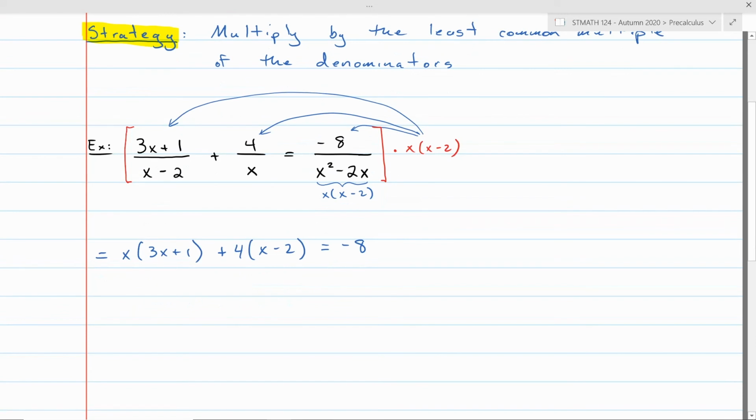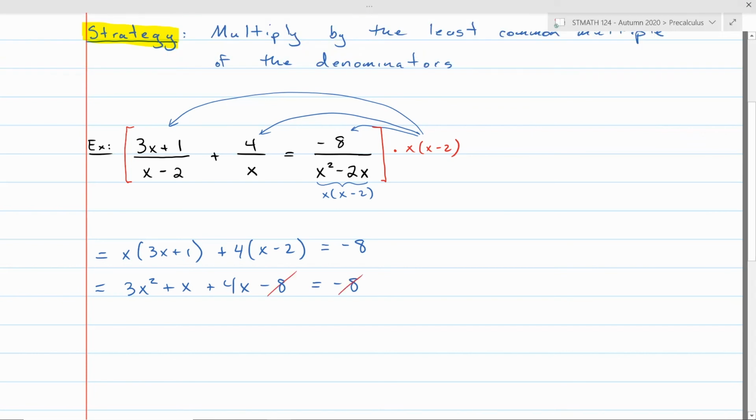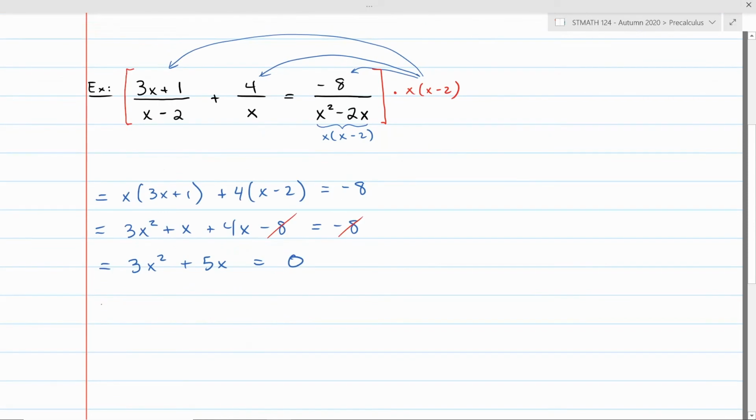Awesome. And so I will distribute the x and distribute the 4 here and get 3x squared plus x plus 4x minus 8. And then I still have negative 8. Well, that's nice. I see that I can add 8 to both sides of the equation, canceling those negative 8s off. And I have 3x squared plus 5x equals 0 left over. And that I can pull an x out and have 3x plus 5. So I get x times quantity 3x plus 5 equals 0.